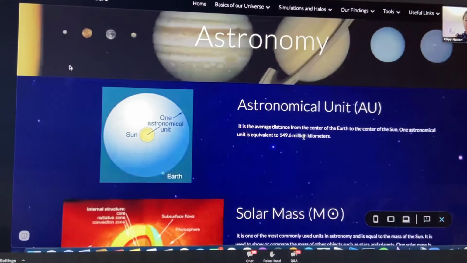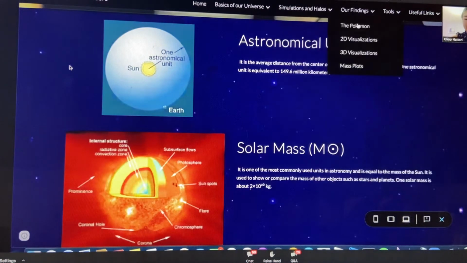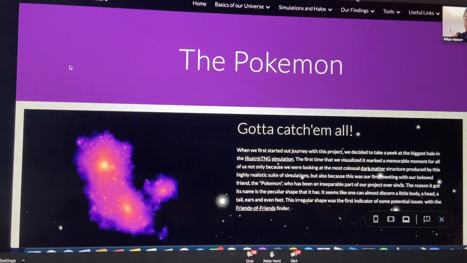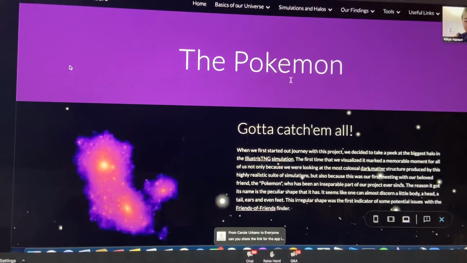And at the end of our project, we created a website. If you click on it, you will get to learn basic stuff about astronomy and programming, and also about our project in more detail. I've also posted the link in the chat in case you're interested.